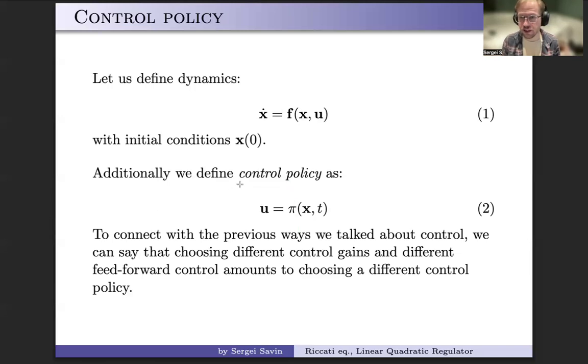If the control policy was linear, it would have been the same as choosing k. So choosing pi would be the same as using k in u equals kx control. If that is your controller, then choosing pi is the same as choosing k, the control gain. But it doesn't have to be linear, right? So in general, it covers more.